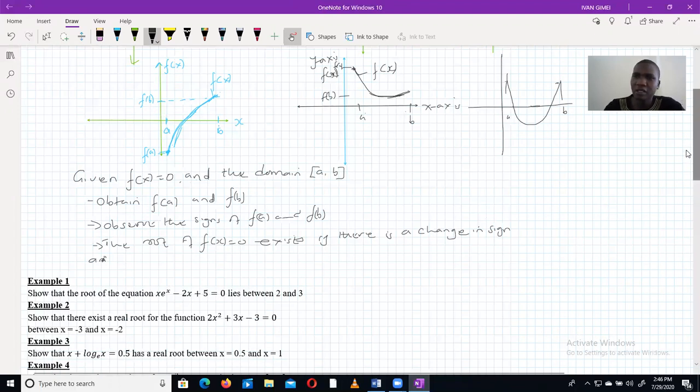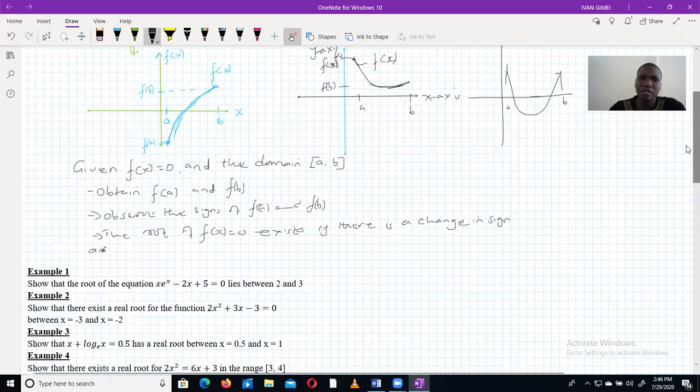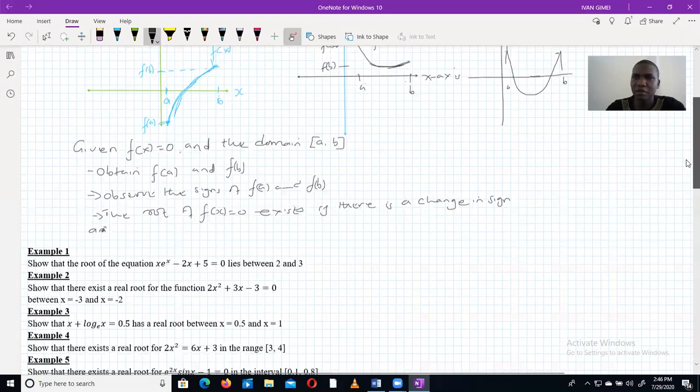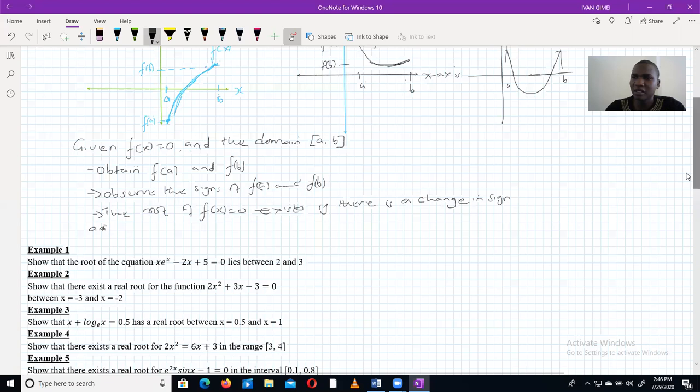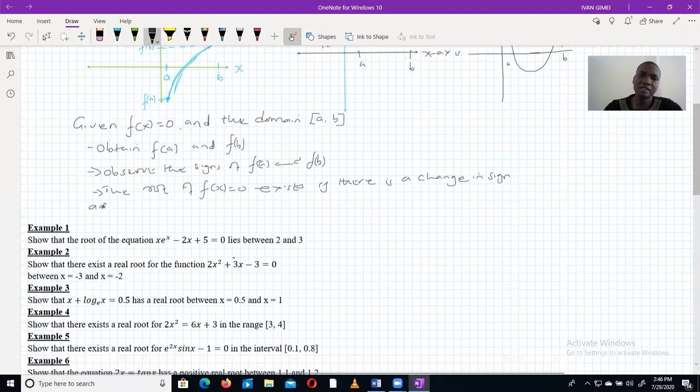So that is what we do. Simply get the domain given and substitute into the function. If they say the root lies between A and B, get the value of f of A, get the value of f of B, and then observe the signs. If there's a change in sign, then the root exists. If there isn't, the root doesn't exist.